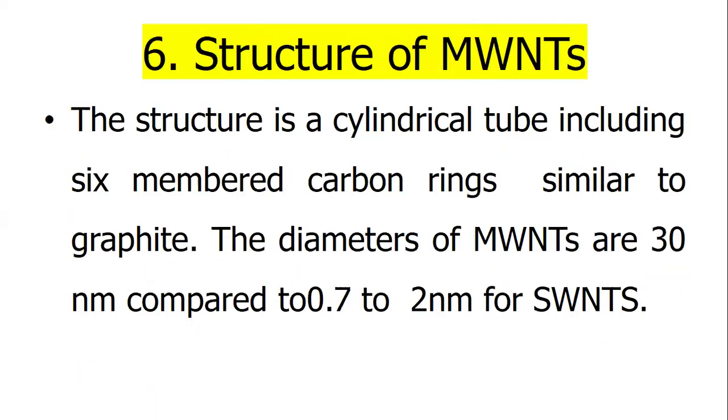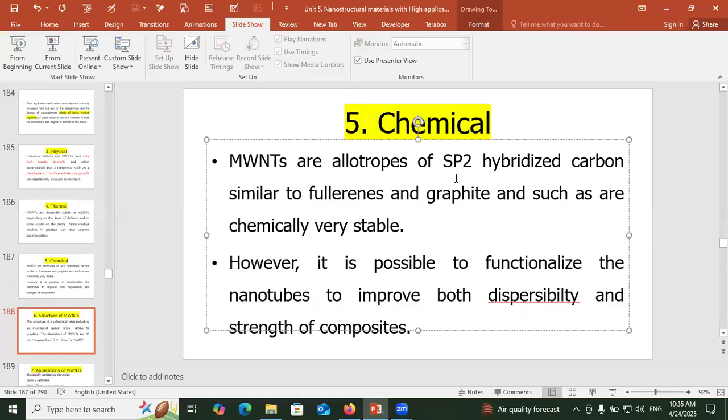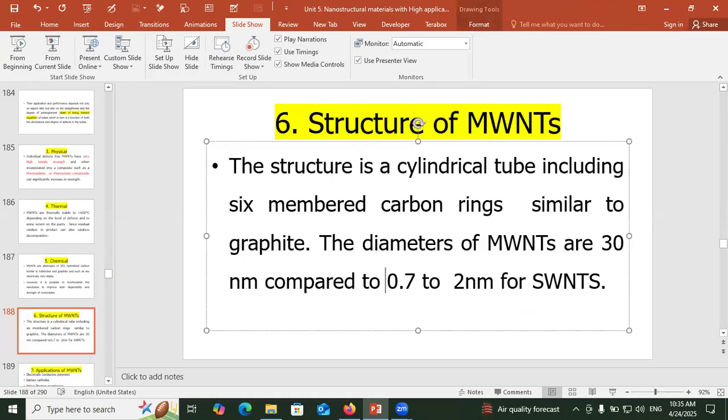Structure of multi-wall nanotubes. The structure is a cylindrical tube including six-member carbon rings similar to graphite. The diameters of multi-wall nanotubes are 30 nanometer compared to 0.7 to 2 nanometer for single wall nanotubes.